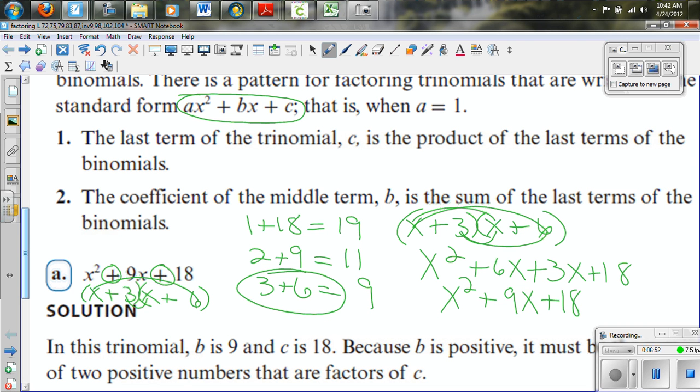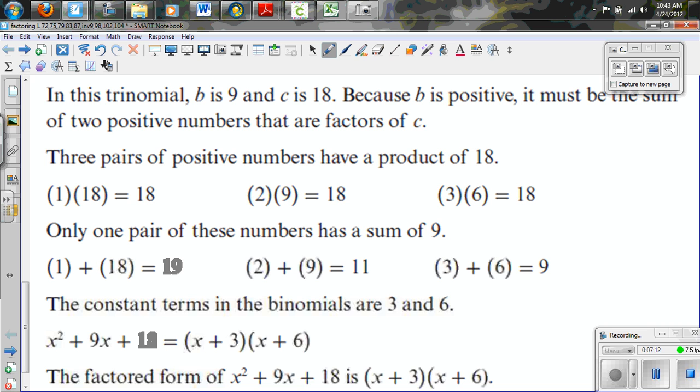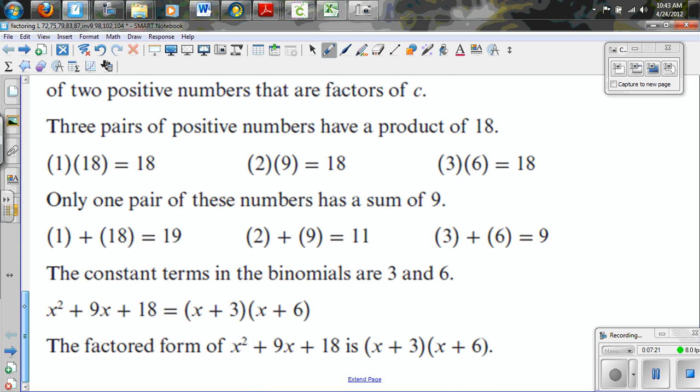And again, remember, these are always multiplied together to get the last term, the last term here of 18. And they're added together to get that middle term that we're looking for, the 9x. So that's why it has to be 3 and 6. And so I wrote this out how they have it written in the book, so that you could see each step, how they did it. So again, they had the products, and then they had the sums, and which one of those sums fit our product and sum. So this is the product, that's a multiplication, here's the addition, the 9, and so we get x plus 3 and x plus 6.